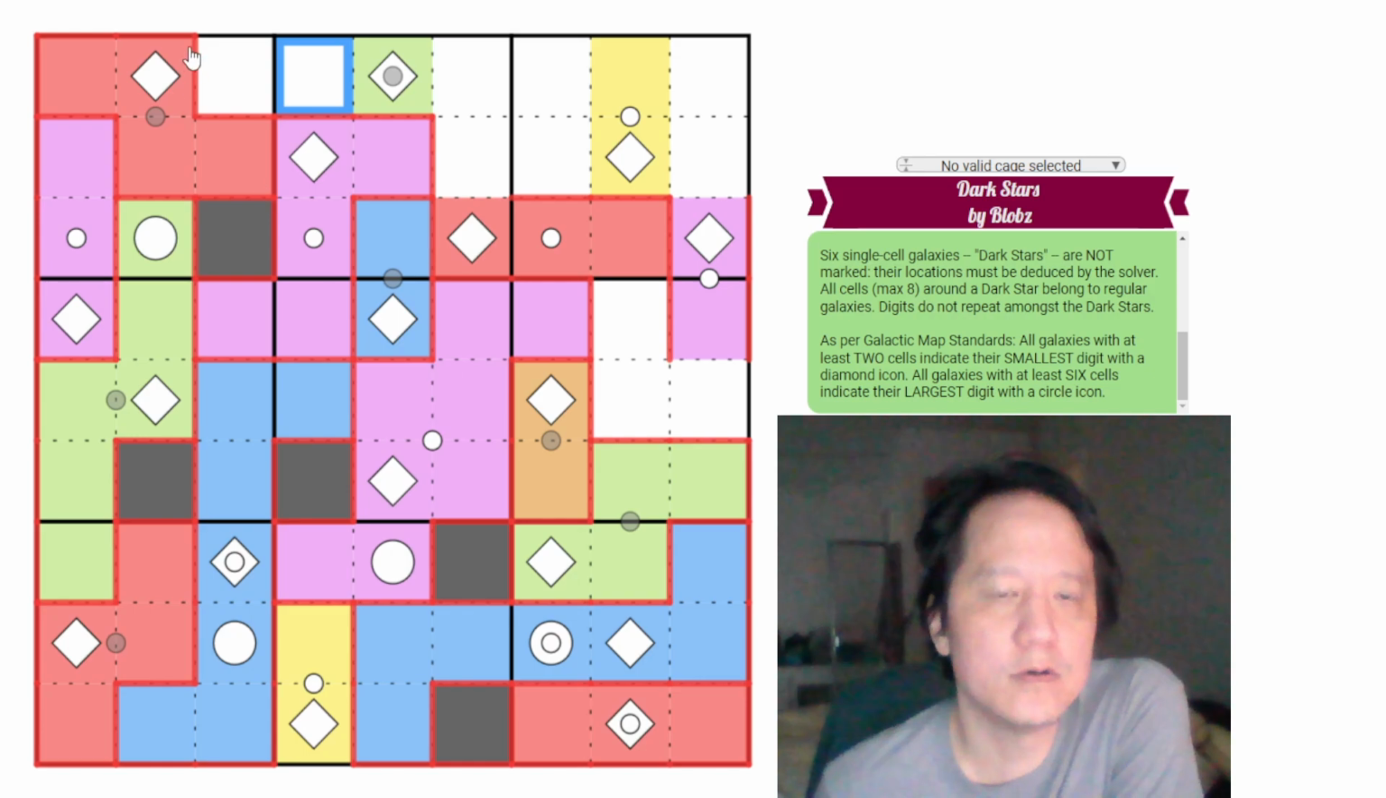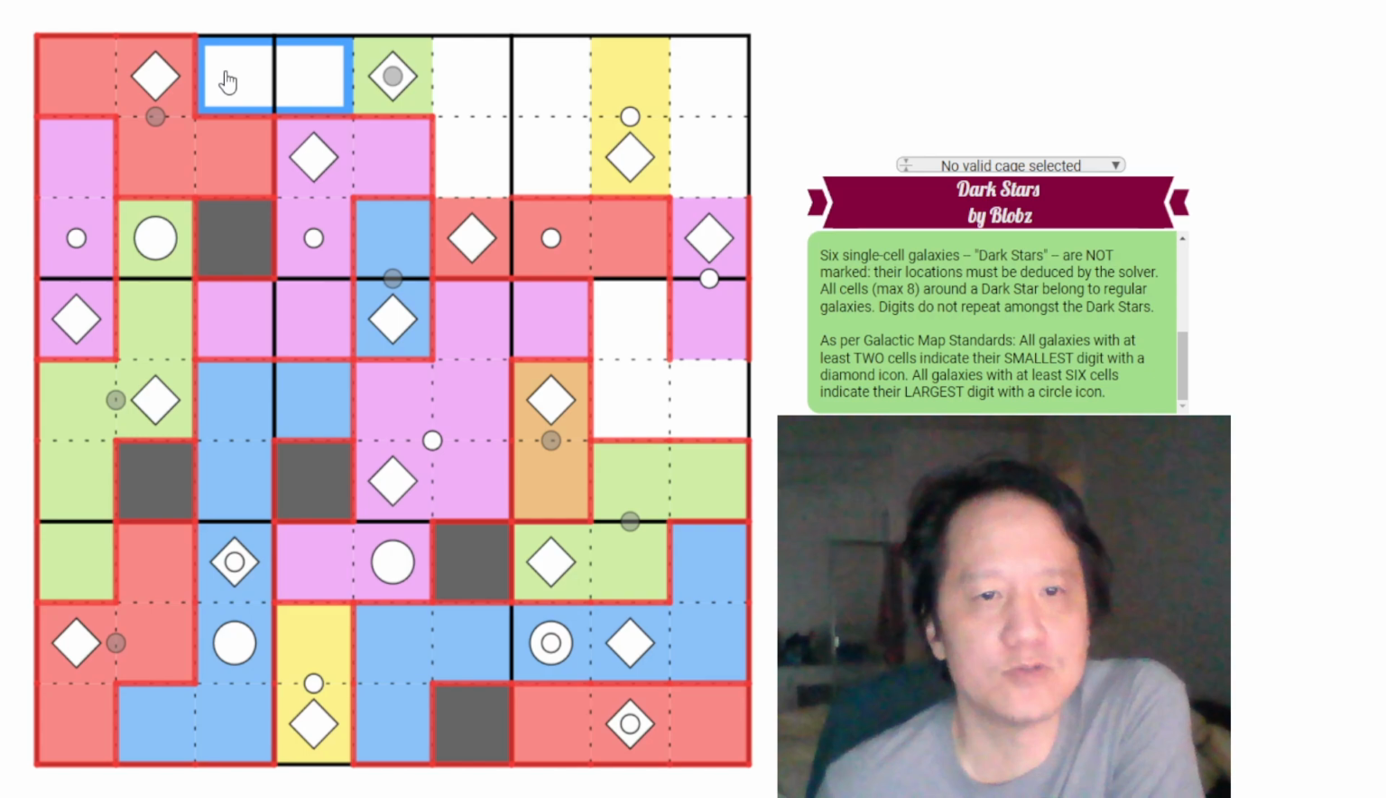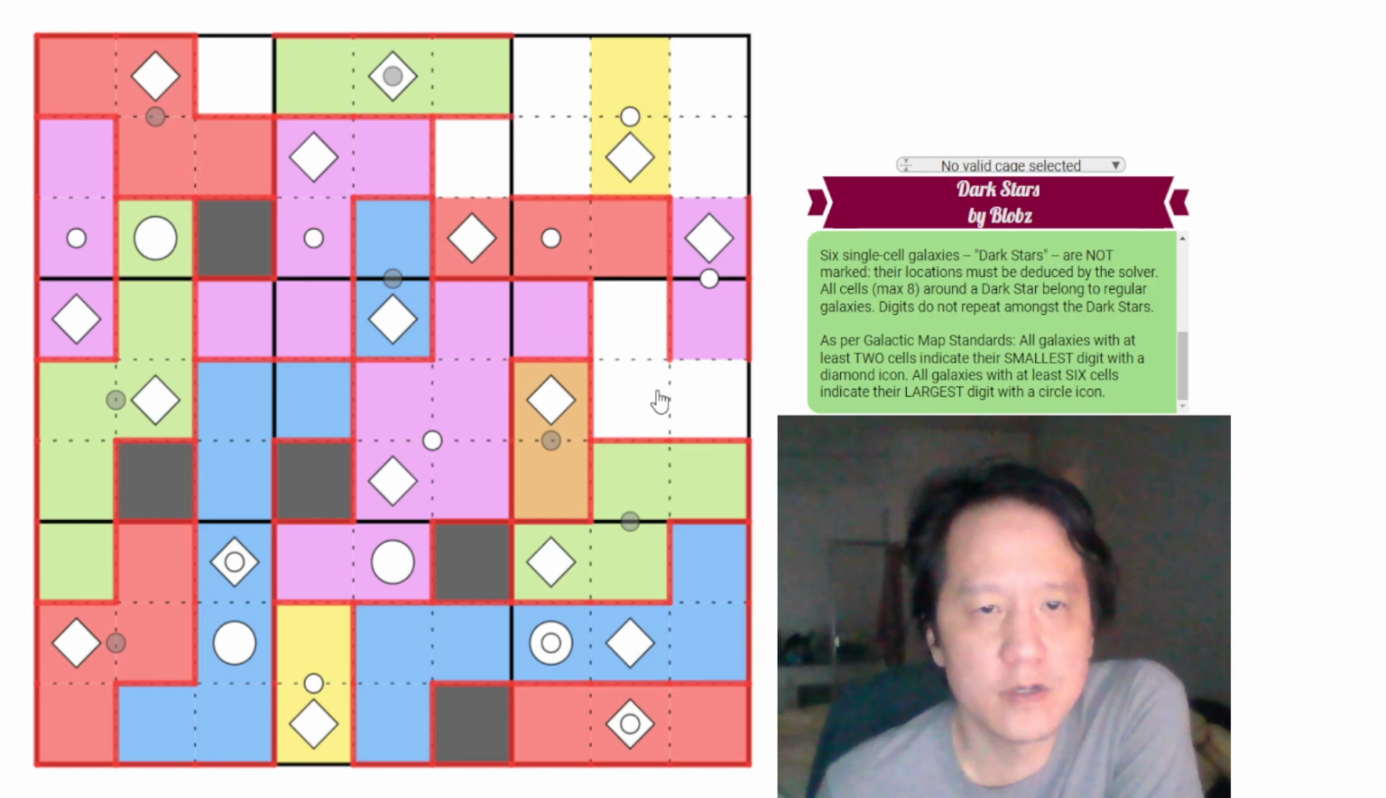So we know, oh, we don't know. If this is a single, if this is a 1-cell galaxy, both of these would have to be dark stars, which is not possible because they don't belong to any galaxy. So this cannot be 1. This has to be at least 3. So this has to go this way. It could potentially be that that's a dark star. We don't know.